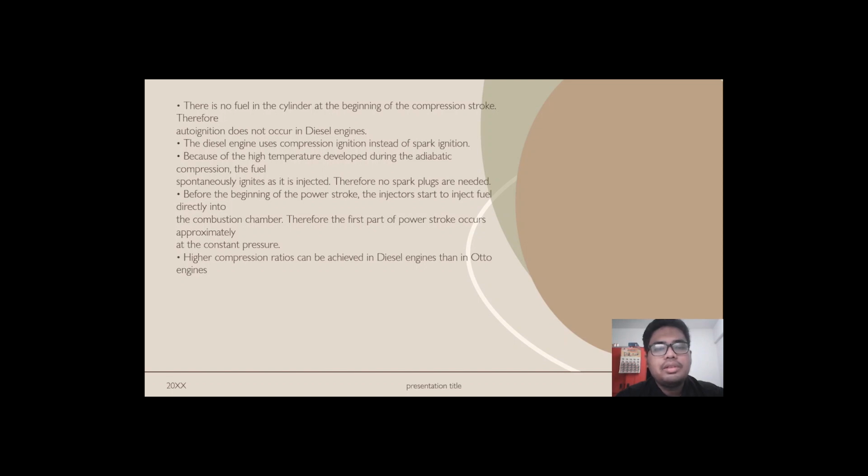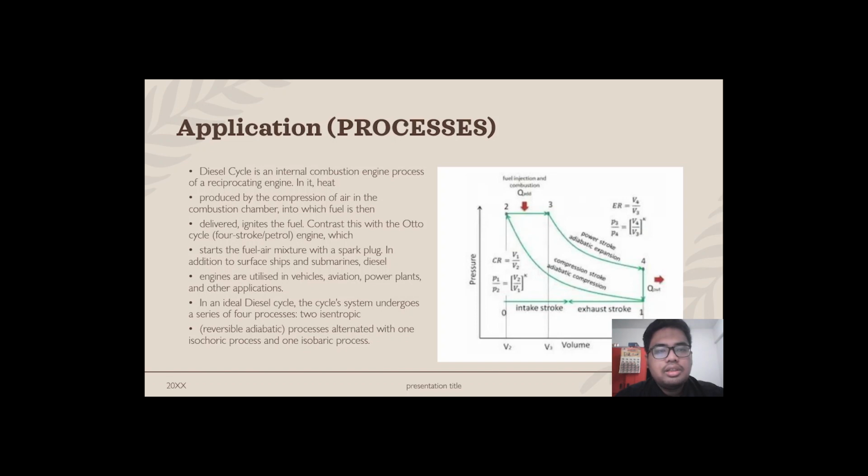Before the beginning of the power stroke, the injector starts to inject the fuel directly into the combustion chamber. Therefore, the first part of the power stroke occurs approximately at constant pressure. Higher compression ratios can be achieved in a diesel engine than in a petrol engine. So the next is the application of the process.